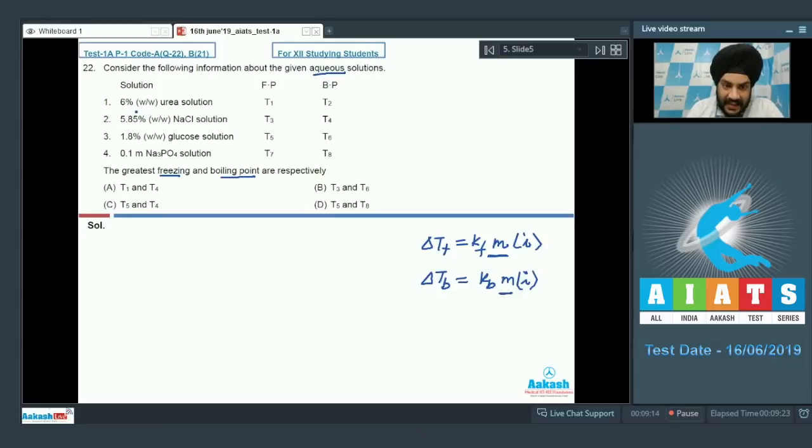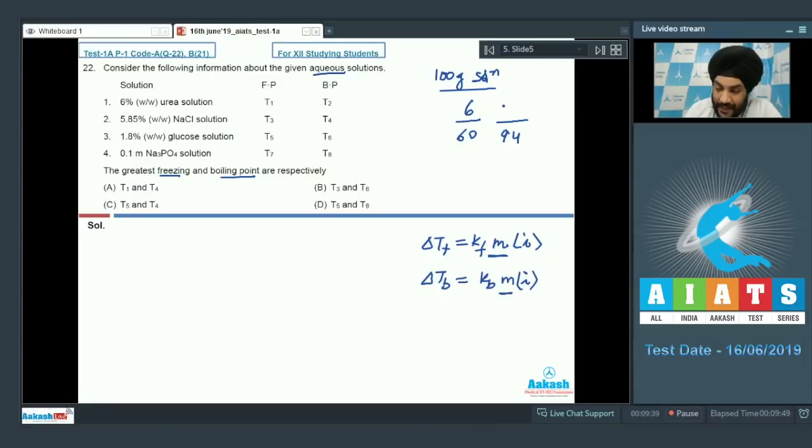It is given to us that the urea solution is 6% weight by weight. So if we have 100 gram of solution, in 100 gram of solution, we have 6 grams of urea. So the moles of urea is going to be equal to 6 by 60. So these many moles of urea are present in 94 grams of the solvent. So 94 grams we had found out by 100 minus 6.